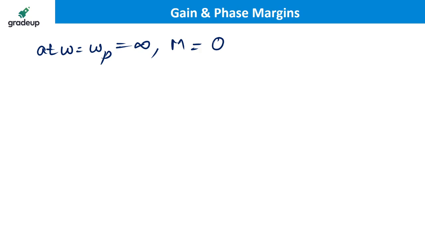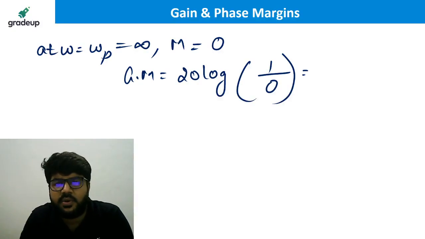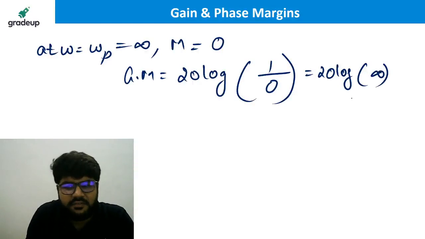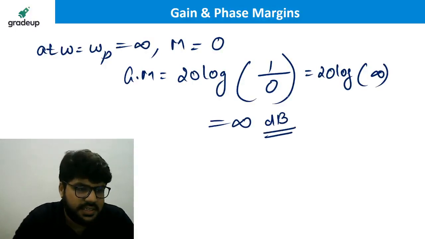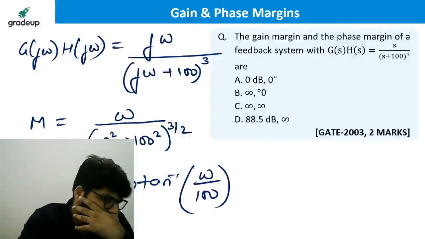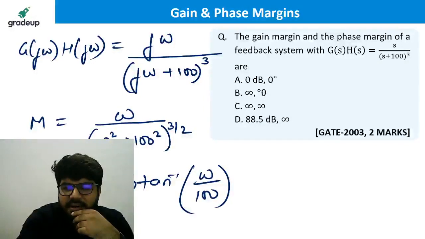See guys, if you were telling the answer 0 because of magnitude, no, the gain margin is not equal to the magnitude. The gain margin is 20 log of 1 upon the magnitude at ω_p, and that is equal to 20 log infinity, and log infinity is infinity. The infinite decibel is the gain margin.